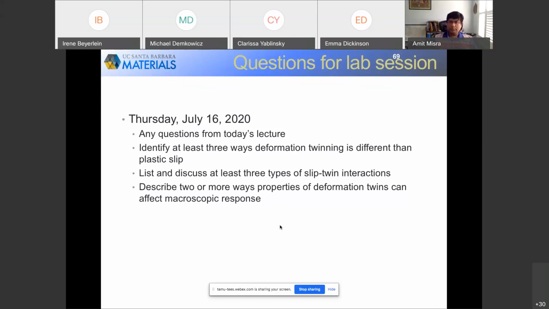So these are good questions. If anyone thinks of any more, these are some of the areas that I hope to discuss this Thursday.